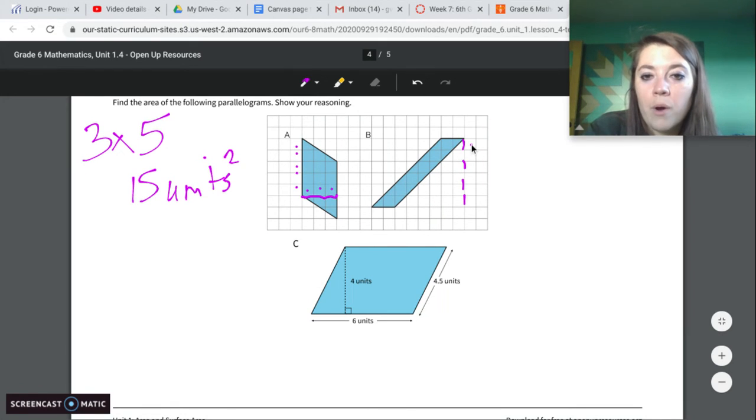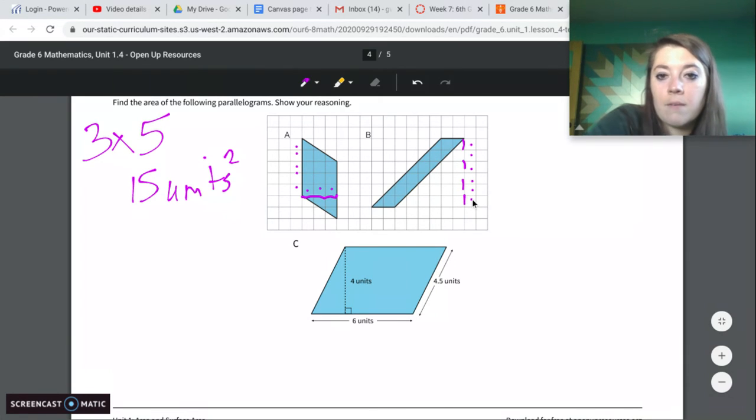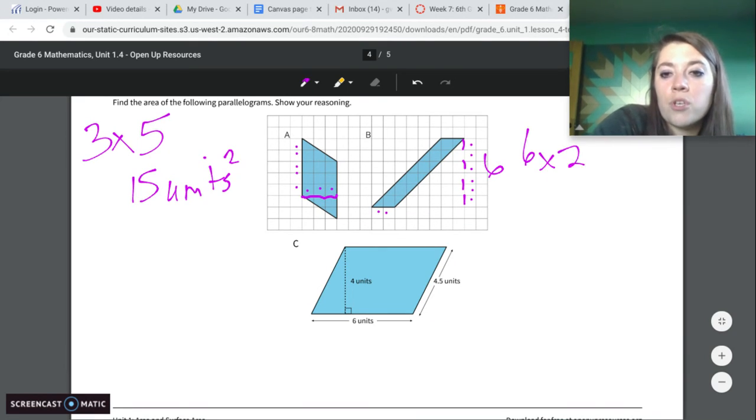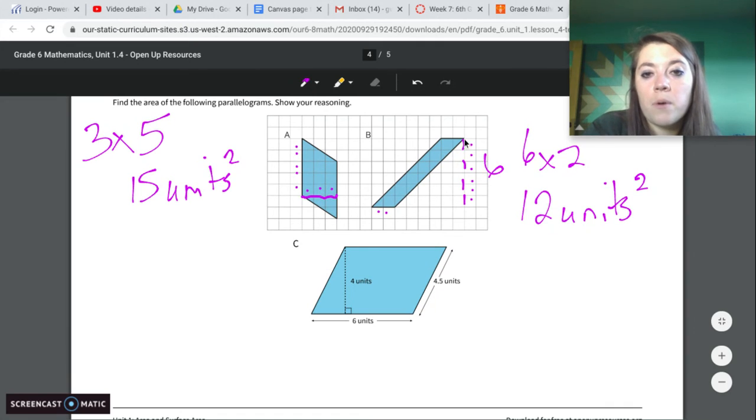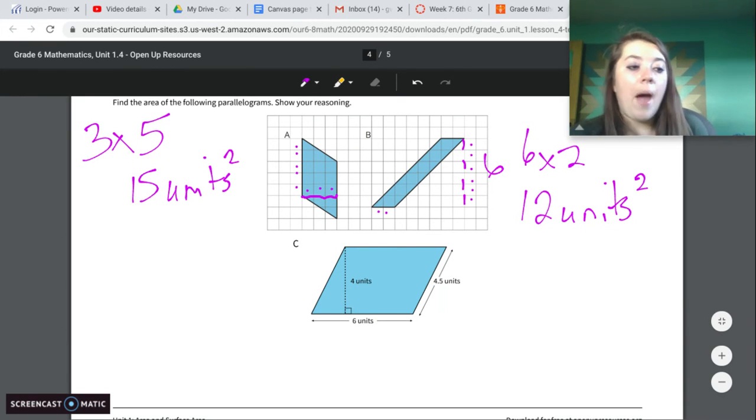So we have 1, 2, 3, 4, 5, 6. So we have a height of 6. And our base is just 2. So 6 times 2 equals 12 units squared. Once again, with this one, we could have drawn an entire rectangle around this and subtracted away the 2 triangles to find out what just this strip was here. That would work as well.